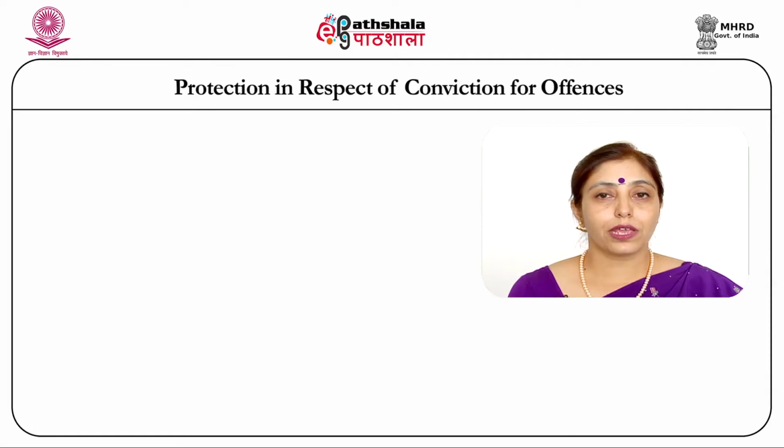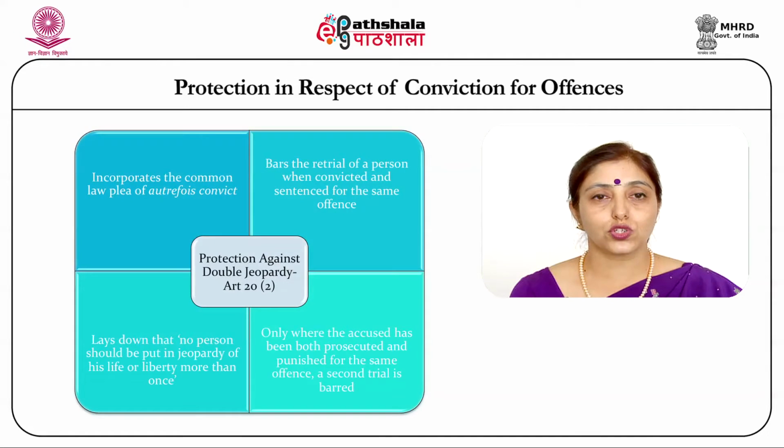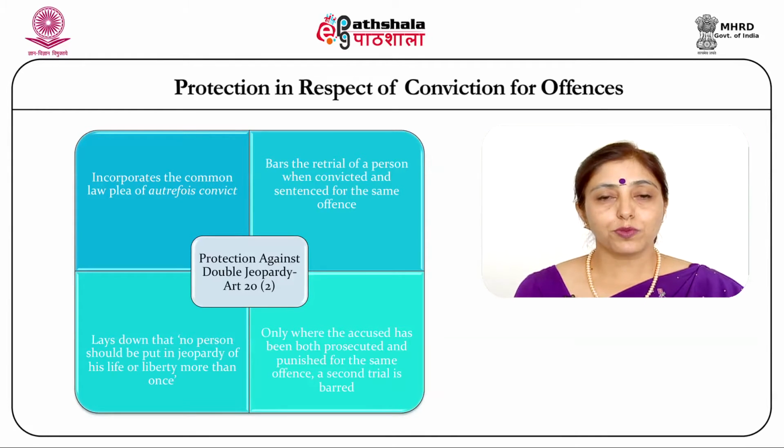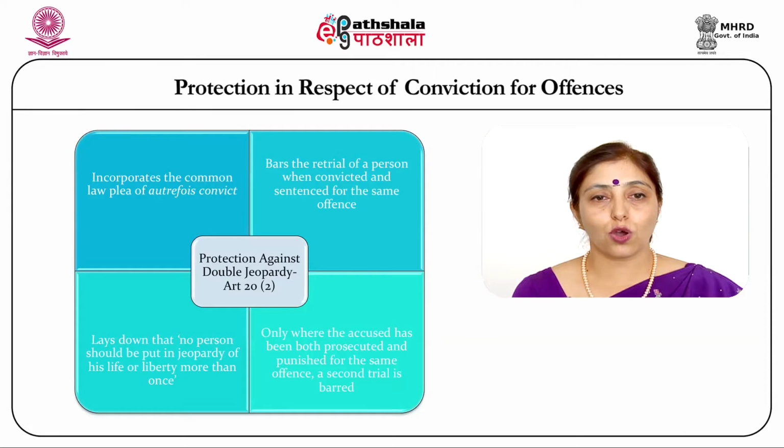The second constitutional protection guaranteed under Article 20, Clause 2 is against being prosecuted and punished for the same offence more than once. Article 20, Clause 2 states, no person shall be prosecuted and punished for the same offence more than once. This protection against double jeopardy incorporates the common law plea of autrefois convict. It bars the retrial of a person when convicted and sentenced for the same offence. Only where the accused has been both prosecuted and punished for the same offence, a second trial is barred.